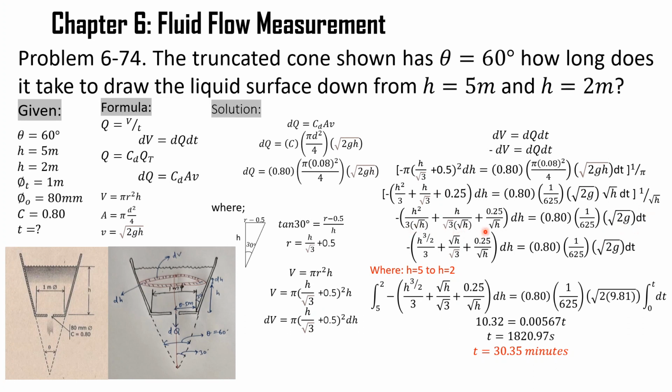Simplifying this term, we can get negative h to the 3 halves over 3 plus square root of h over square root of 3 plus 0.25 over square root of h dH, which equals 0.80 times 1 over 625 times square root of 2g dt. Integrating this equation with the limits of 5 to 2, we can get 10.32, which equals 0.00567 t. So to solve for t, divide both sides by 0.00567. T equals 1820.97 seconds. Converting it to minutes, we can get t equals 30.35 minutes.